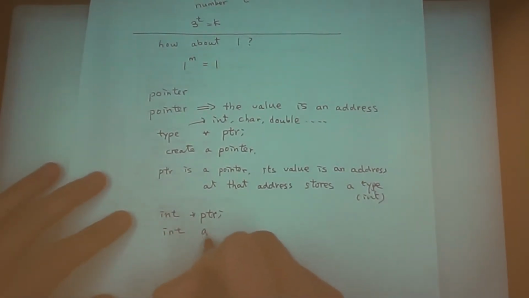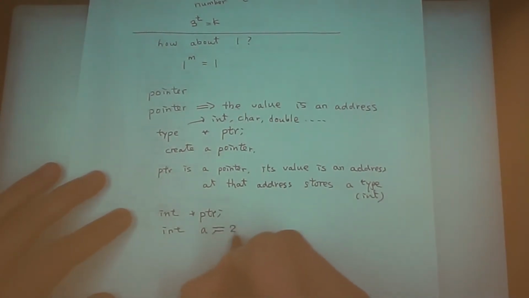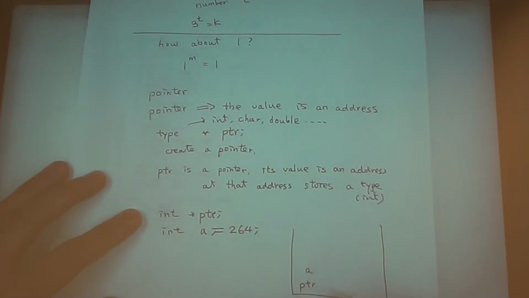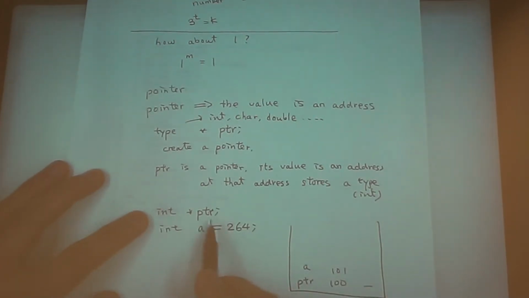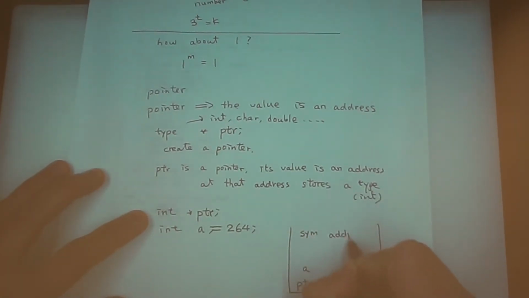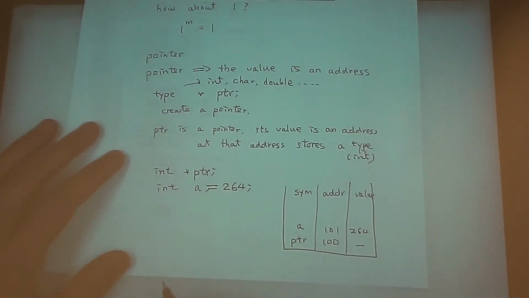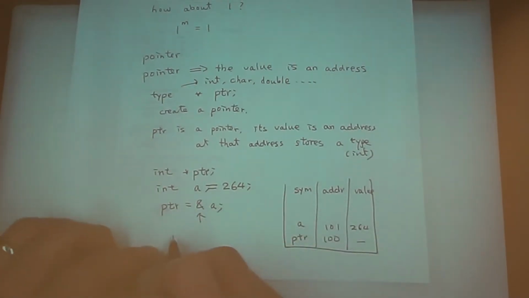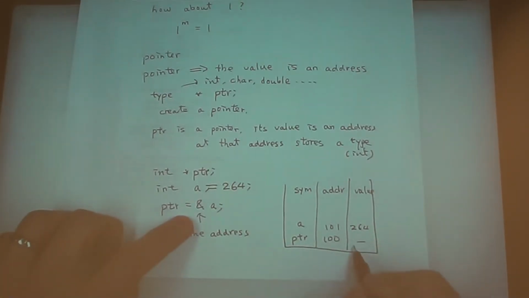So if I say integer A, let me initialize to 264. So in the call stack, you have PTR, you have A, suppose this address is 100. Currently, PTR is not initialized because I have not put anything on the right hand side. And A's value is 264. This will be symbol, address, and the value. So then I will say PTR equal to ampersand A. This means get the address. In that case, the value will become 101.